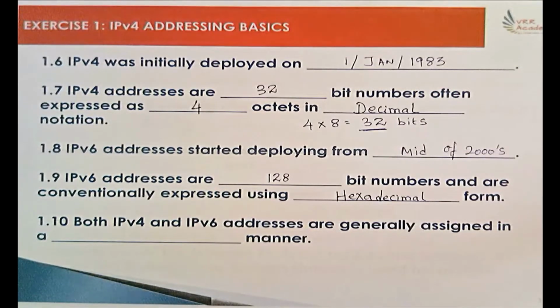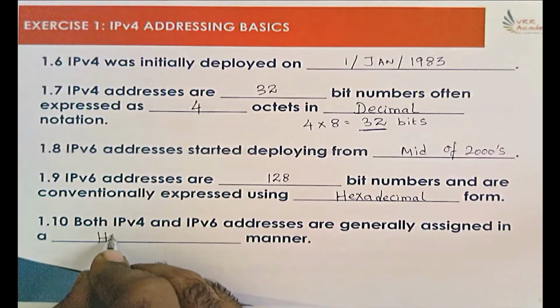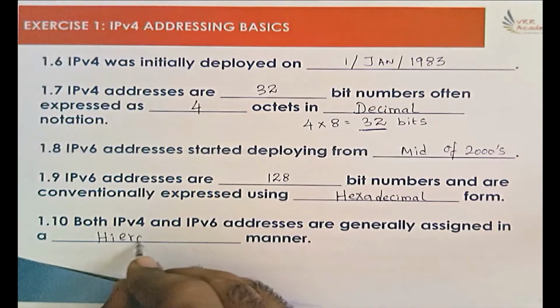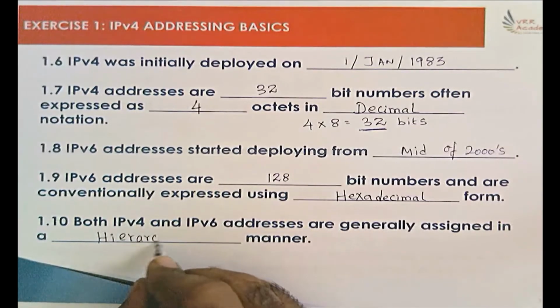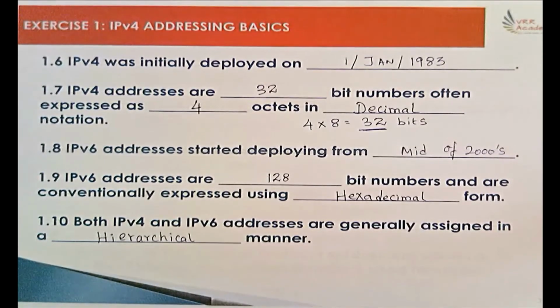Then question number 10. Both IPv4 and IPv6 addresses are generally assigned in a dash manner. How do we have to assign them? In a hierarchical manner. Either 4 or 6, it should be expressed in a hierarchical manner. Both 4 and 6 addresses are generally assigned in a hierarchical manner.